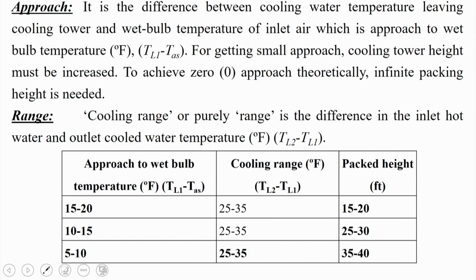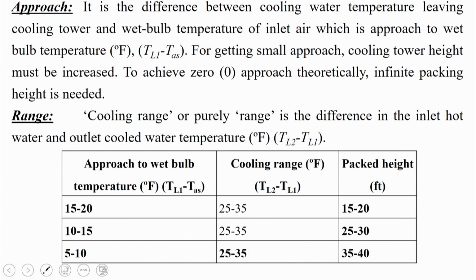If we talk about the range, or simply the cooling range, that is the difference between the inlet hot water and outlet cold water temperature, that is TL2 minus TL1. Now, if the approach to wet bulb temperature is 15 to 20 degrees Fahrenheit, then the cooling range will be around 25 to 35 degrees Fahrenheit, and the typical packed height requirement will be 15 to 20 feet.